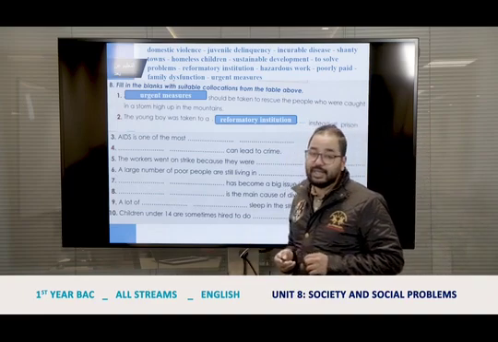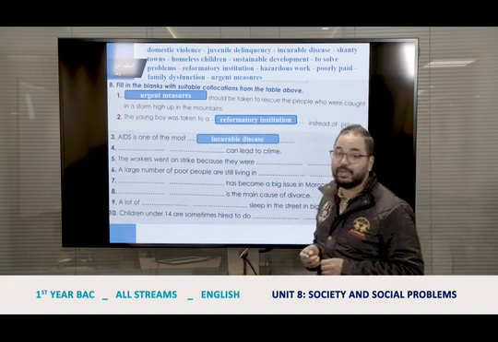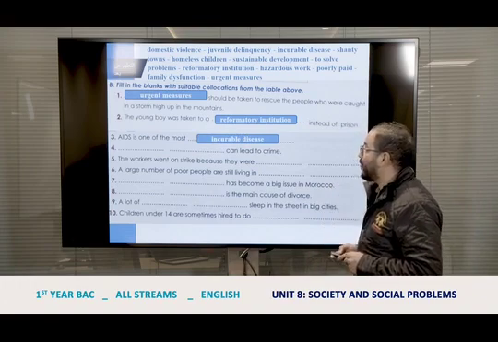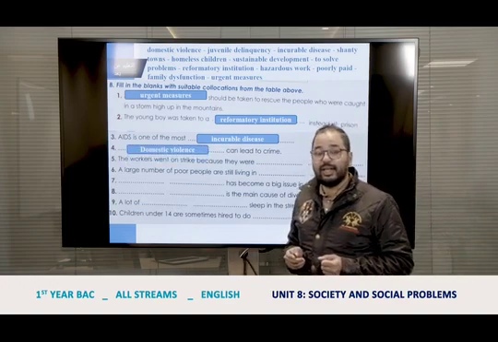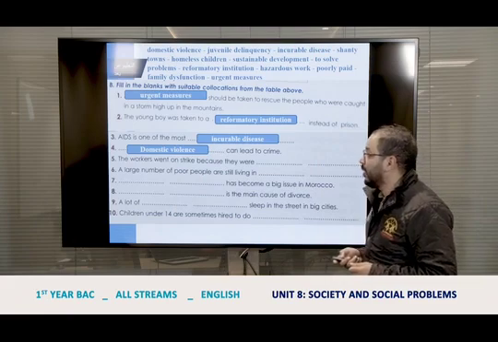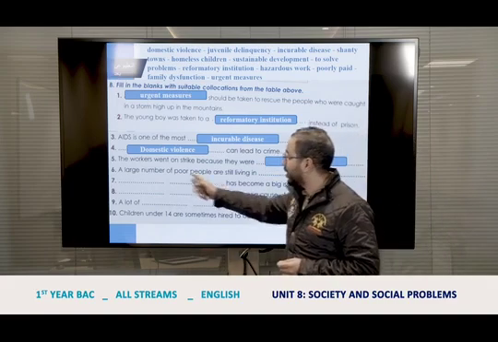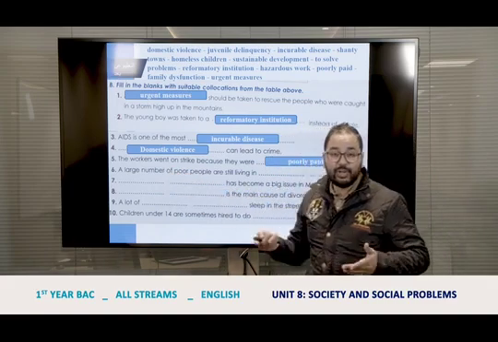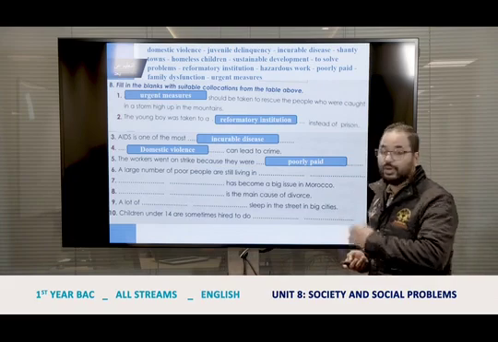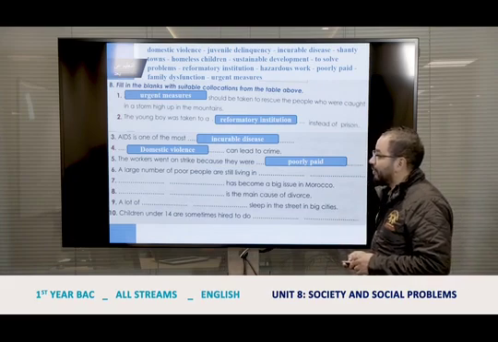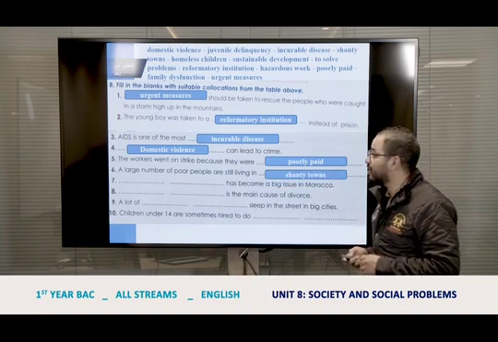AIDS, you know that AIDS is an illness or a disease and is one of the most incurable diseases. Number four, domestic violence can lead to crime. Of course, domestic violence can lead to a crime. Workers went on strike because they were poorly paid. So we're talking here about workers. They go on strike, they stop working because they are poorly paid. Their salaries are not reasonable or high. A large number of poor people are still living in shanty towns, as we said, in huts.